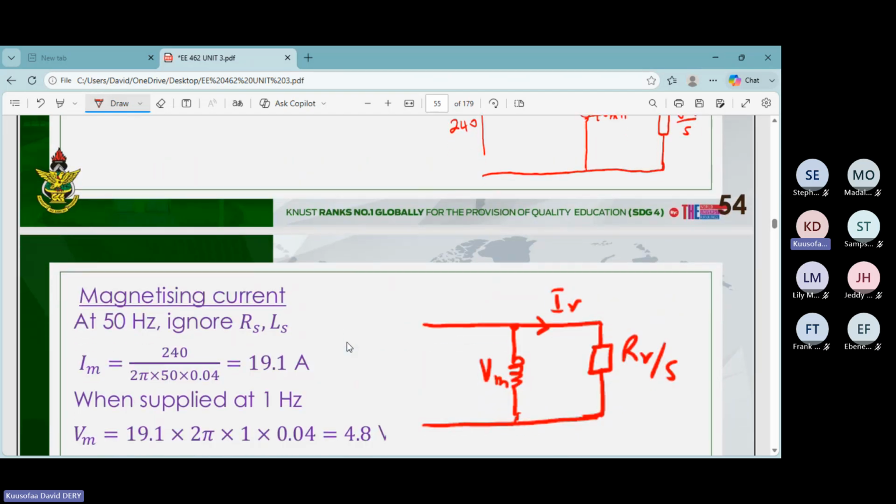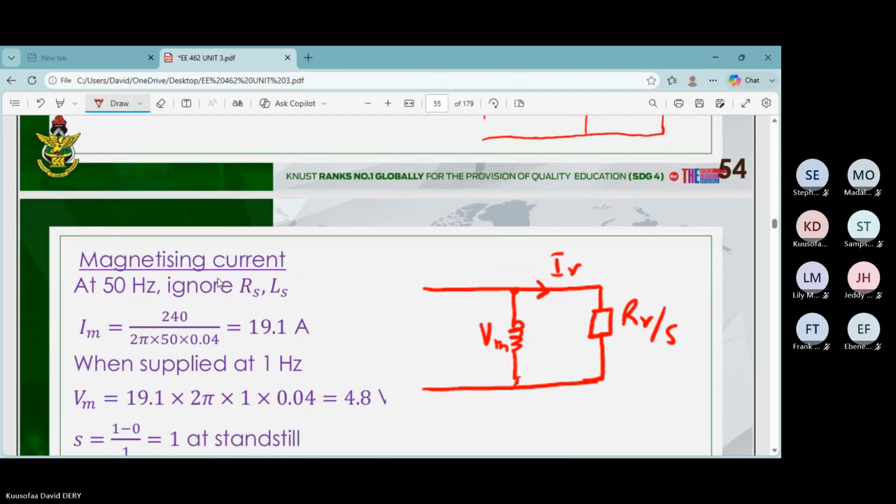And the second part, he neglected the RS, LS, and then also LR2 was also neglected. So he calculated for IM at this part, and the VM at that particular voltage was also calculated. So since the frequency is 50, that is where it is coming from.